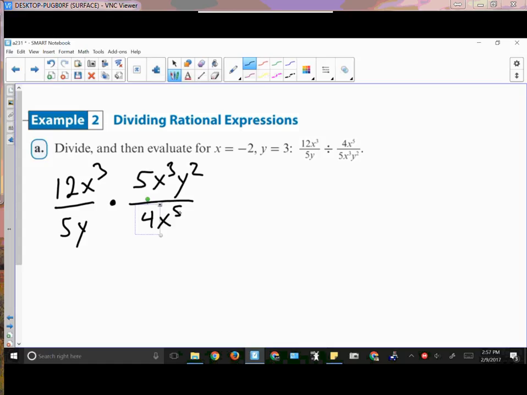Alrighty, here we go. Now, the 4. I'm going to cancel because we got all multiplication here. So this 4 would cancel with the 12, and I would get 1 and 3. Do you agree with that? Okay. I'm going to cancel this 5 here with this 5 up there. Does that work?